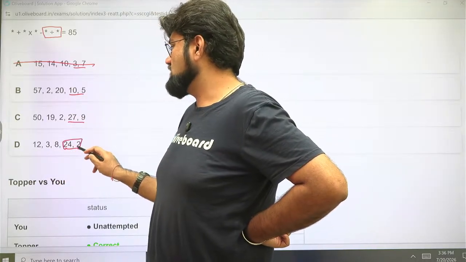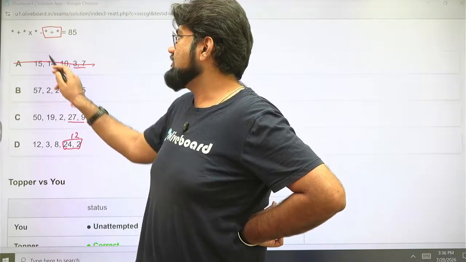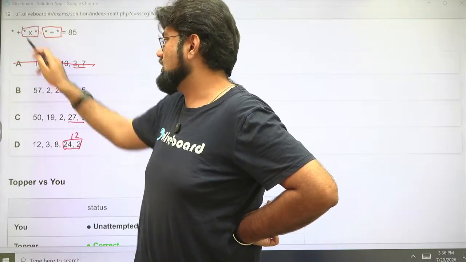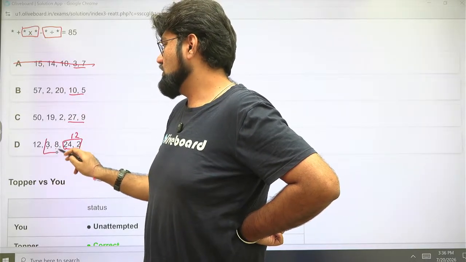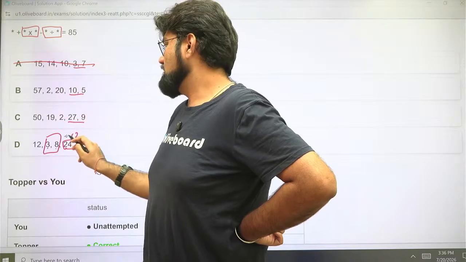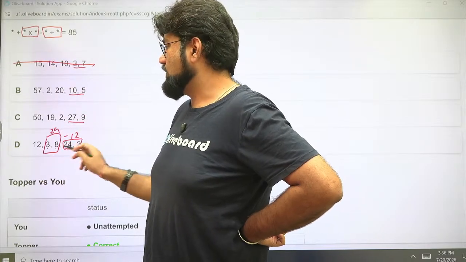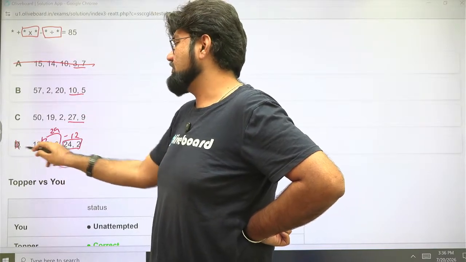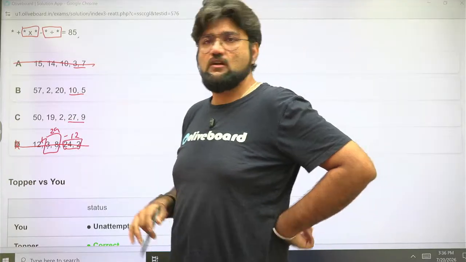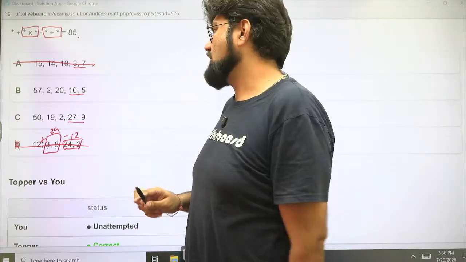24 divided by 2 is 12. And the next thing which you check for is multiplication. So second and third. Second and third means 3 and 8, 24. And there's a minus in between. So 24 minus 12 becomes 12. 12 plus 12 is not 85. Not possible to be 85. Too much. Don't solve it completely. Just go for partial solving now.